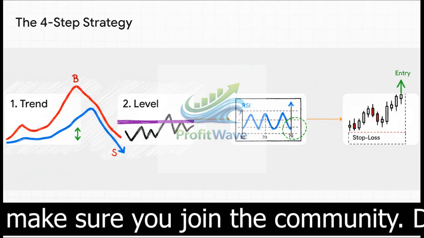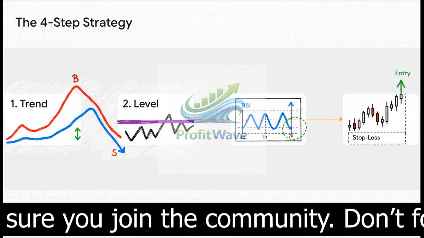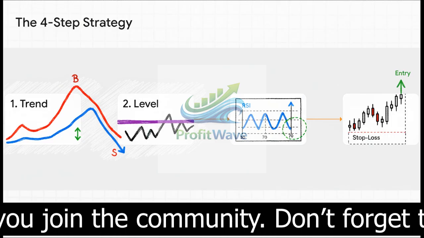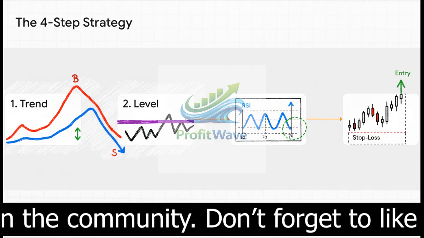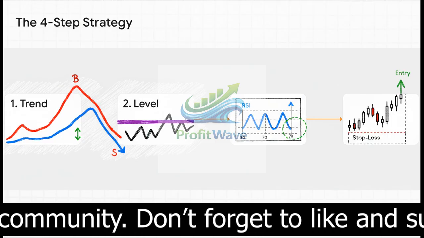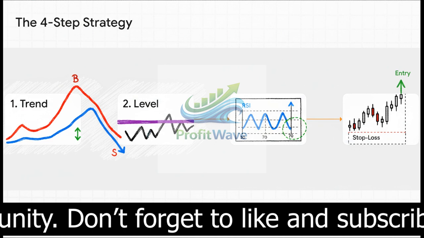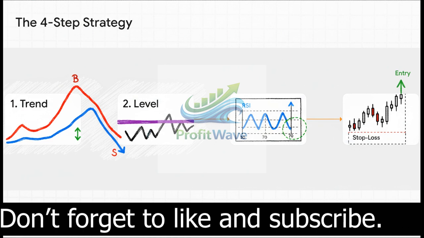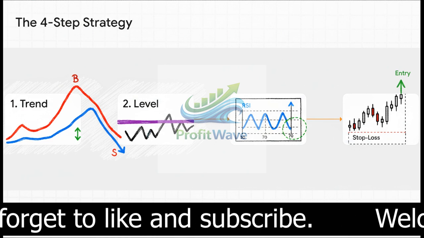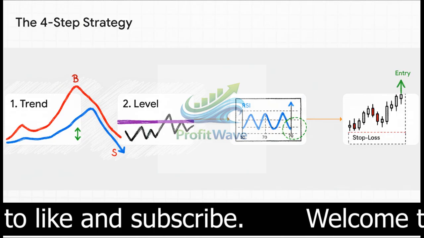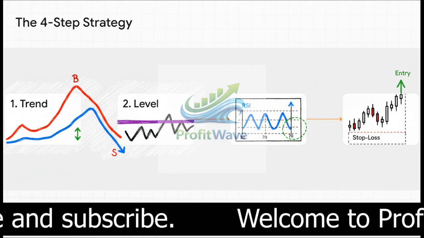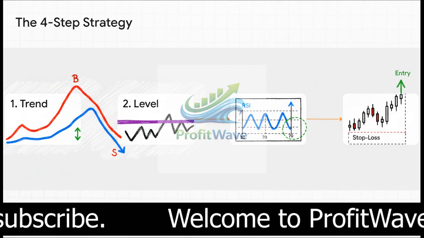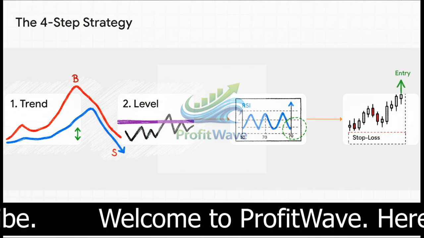Step 2, find the level. We wait patiently for the price to pull back to our institutional magnet, the VWAP. Step 3. Time the entry. We watch the RSI. Is it showing us that the pullback is losing steam and momentum is shifting back in our favor? And finally, step 4. Execute. We enter the trade with a clear stop loss right below the recent low to protect ourselves. Trend, level, timing, execution. That's it. That is the entire strategy, right there.